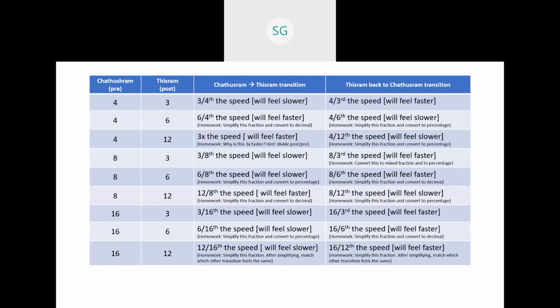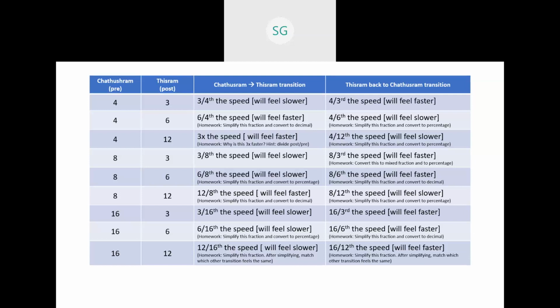So I want you to put that hard work, right? Now simplify this fraction, convert it to decimal, and see how much percentage you'll have to be ready to play faster with the fingers. Okay, and likewise you can fill the whole table. And the magic formula to this table is that when you are moving from chathusram to tisram, you have to be ready to play post over pre. And when you are moving from tisram back to chathusram, now tisram becomes the pre, chathusram becomes the post. So you have to divide chathusram divided by tisram, right? So that's how you get this.